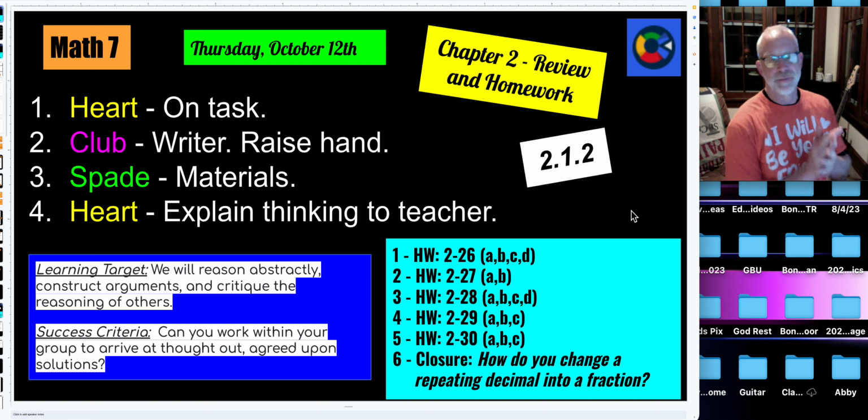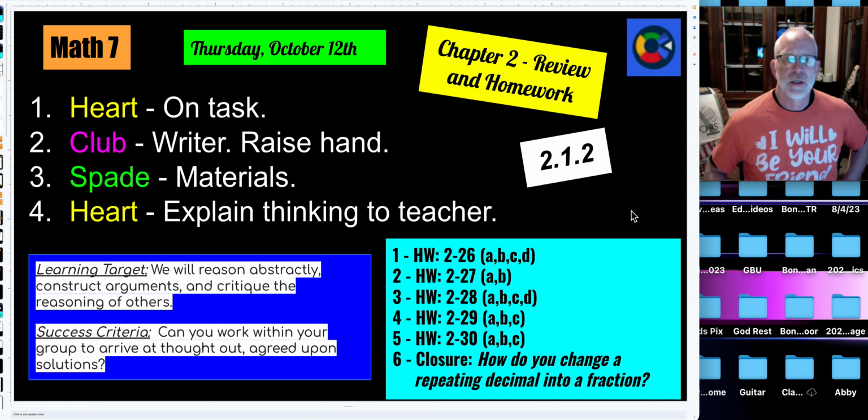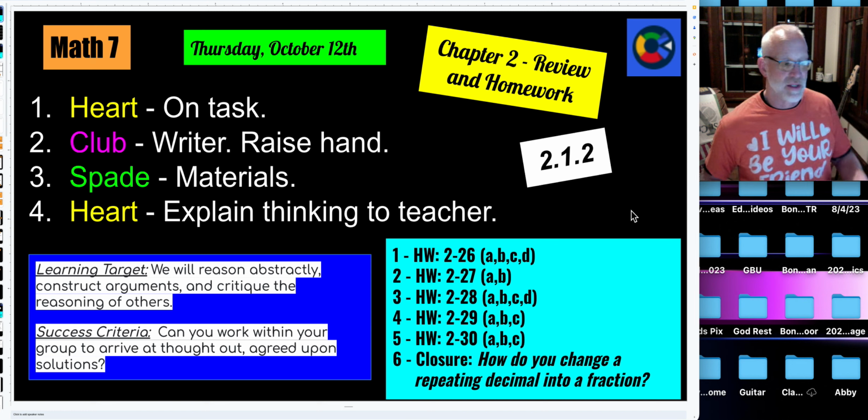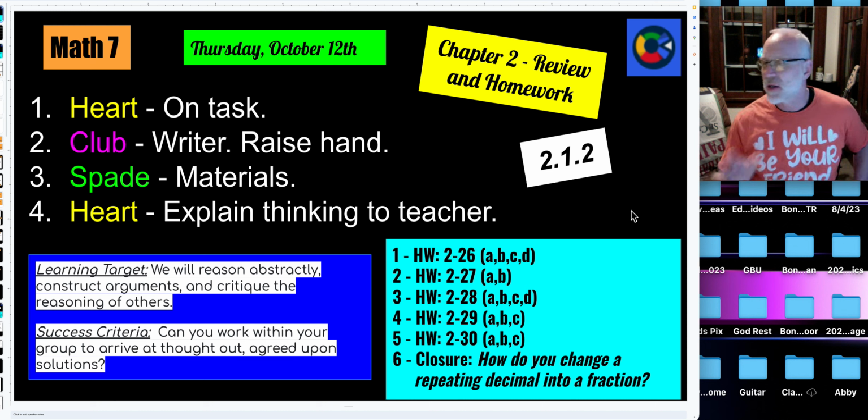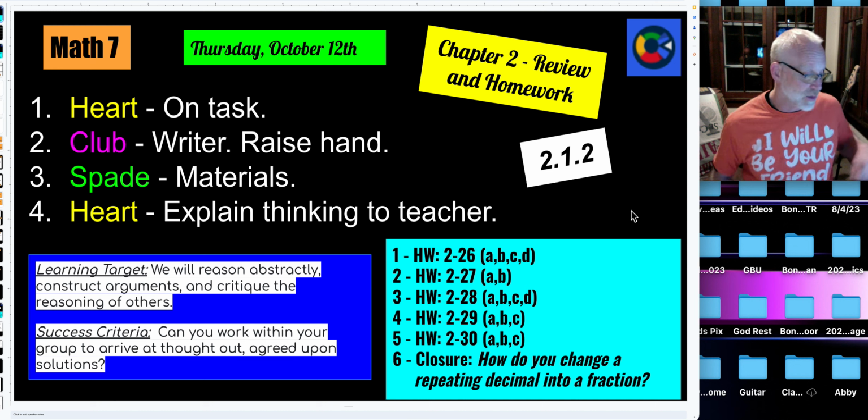So this is what we did. The kids came in today and our learning target was that we will reason abstractly, construct arguments and critique the reasoning of others. And what that looked like for success criteria was, can you work within your group to arrive at well thought out, agreed upon solutions? And then can you critique each other? Critiquing ideas, right? Not personalities or persons, and then arrive at solutions.